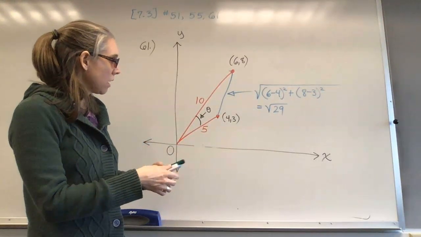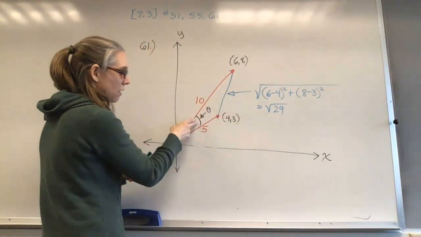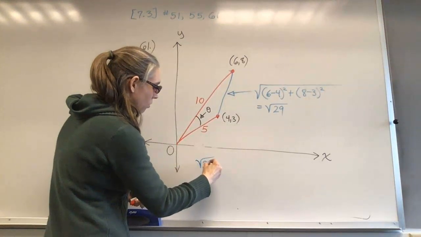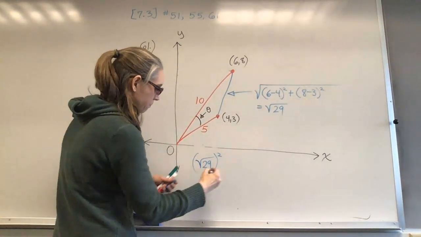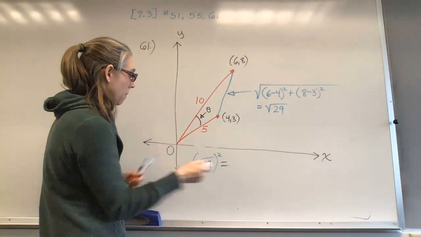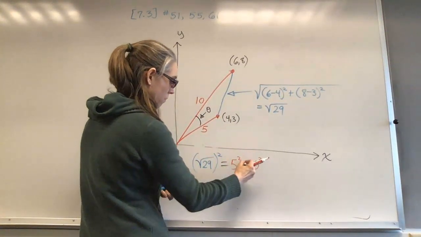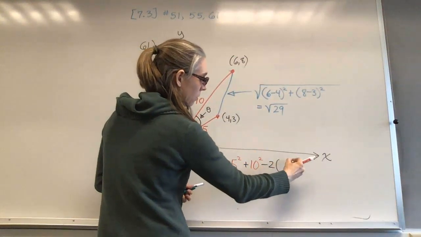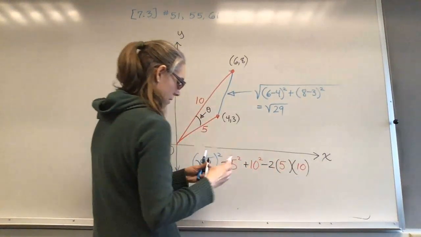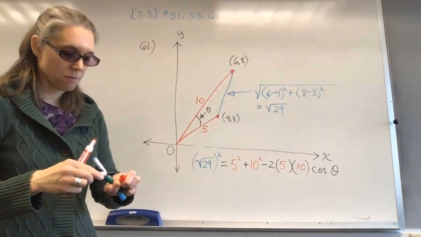So what we want to do now is plug this into law of cosines. So remember that the side opposite the unknown angle is the one that goes on the far left. So we have the square root of 29 squared is equal to 5 squared plus 10 squared minus 2 times 5 times 10 times the cosine of theta.